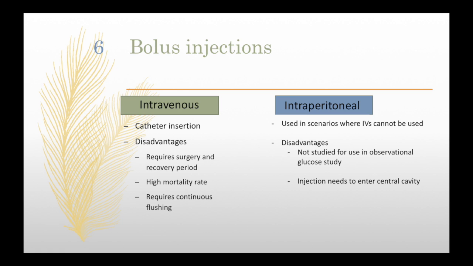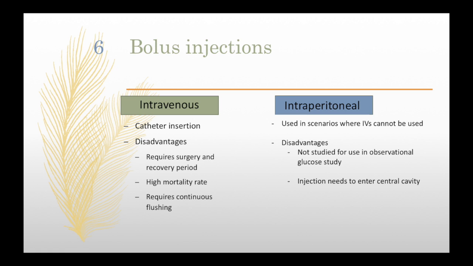An intravenous bolus injection is an injection through the vein in which a bolus or a sample of a medicine or glucose tracer is delivered. This is a tedious and time-consuming method as it requires a catheter insertion. Catheter insertions typically require surgery and a recovery period of about a week. There's a high mortality rate following the surgery or during the surgery.